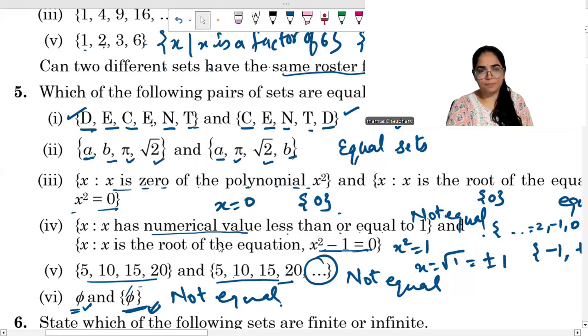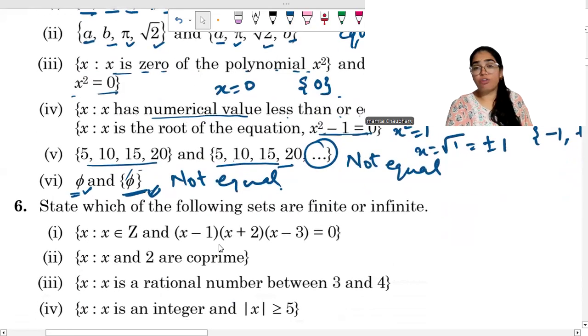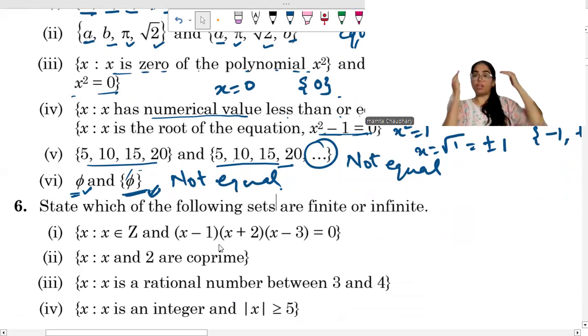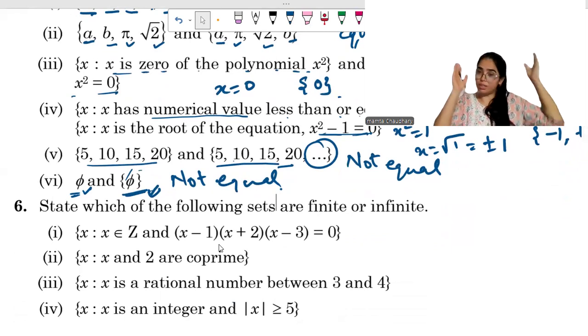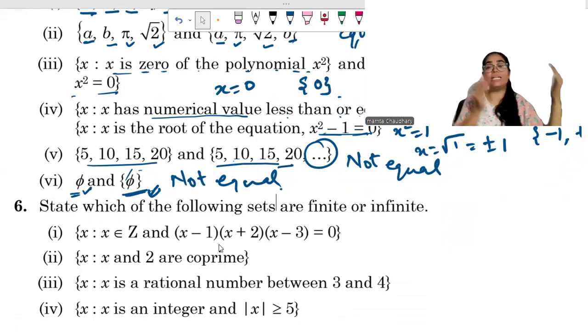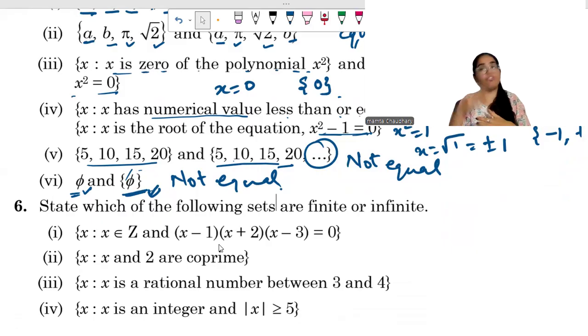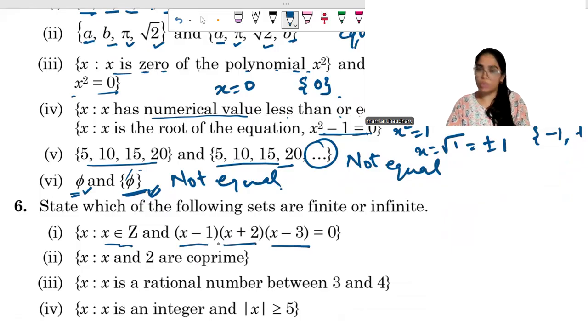Now, next. State which of the following sets are finite and infinite. As I already told you, if the number of elements in a set is countable, it is a finite set. If not countable, it is an infinite set. So x belongs to Z, meaning x is an integer, and (x - 1)(x + 2)(x + 3) equals 0. Yes, it is a finite set because here what will come?